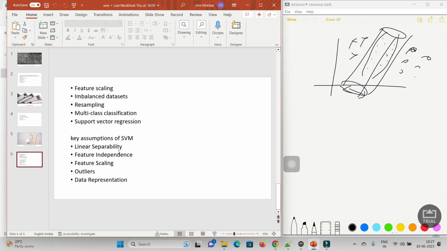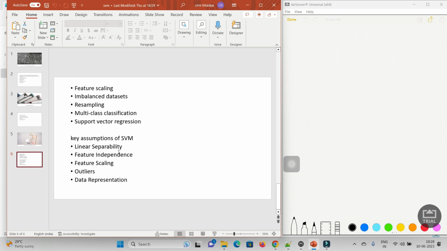Support vector machines have certain assumptions. Let's go through them one by one. Assumption number one, linearly separable. The basic assumption of SVM is that data points are linearly separable. This means that there exists a hyperplane that can perfectly separate the instances belonging to different classes. If data is non-linearly separable, then SVM employs a kernel trick to transform data into high-dimensional space where they can be linearly separable. So let's understand a little bit more about this kernel trick.